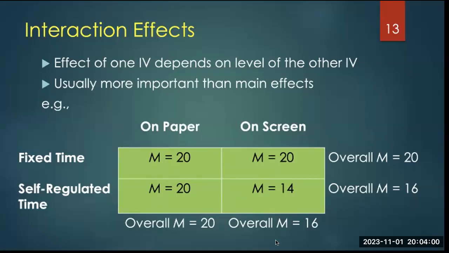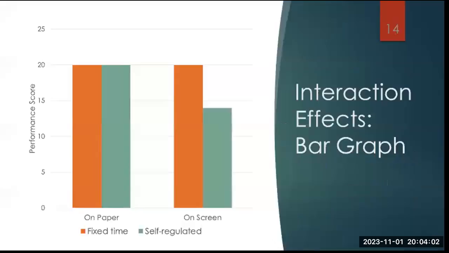How would it look on the bars? In a bar graph, this is how it would look. Everything is pretty much equal except for one bar. That's how it would look in a bar graph, right? That's how you know it's an "it depends" situation. So there was no difference in terms of being fixed time. You can see the bars are equal here. And then on self-regulated time, the only time it dropped was when it was an on-screen modality. That's an example of interaction effect.